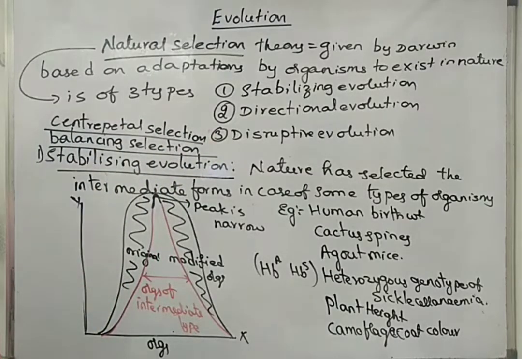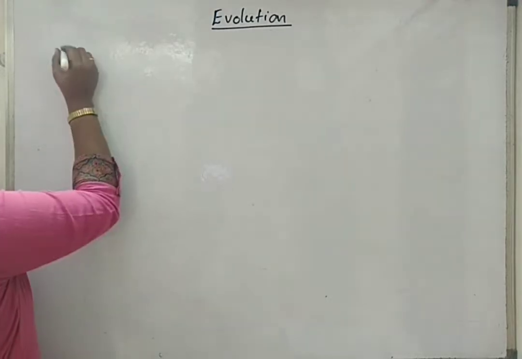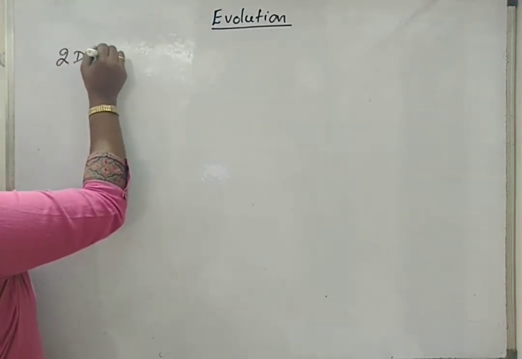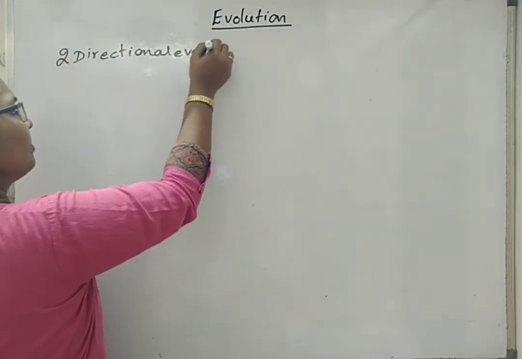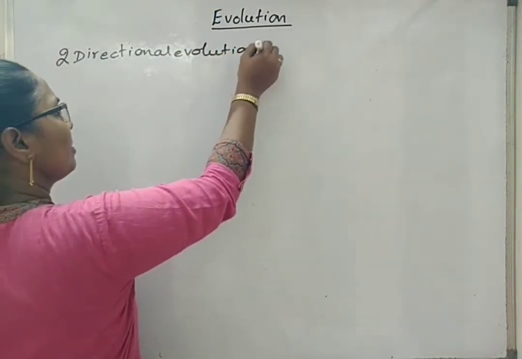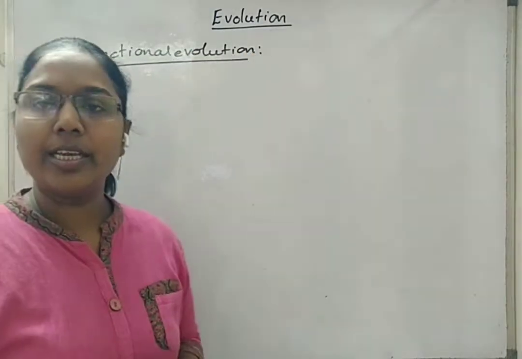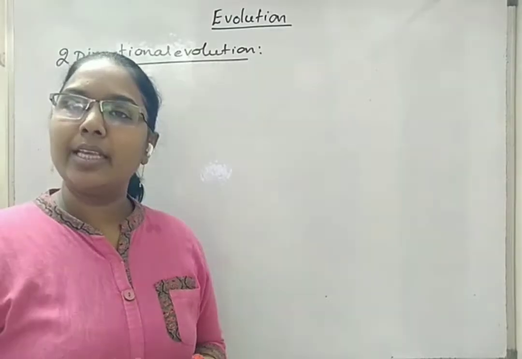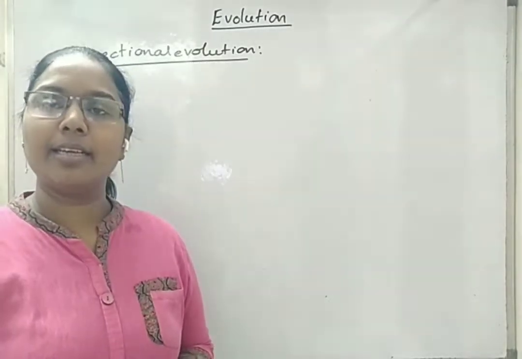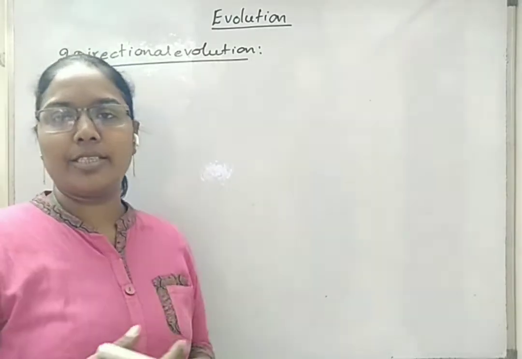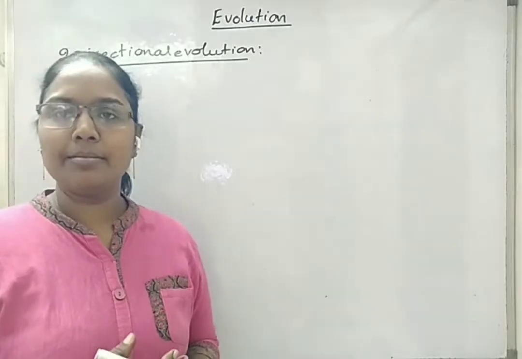Centripetal selection. Second one, directional evolution. So here what happened, based on the changing environmental conditions, based on the conditions in the habitat or in the geographical area, based on the seasonal changes, how the organism phenotypic characters are maintained.